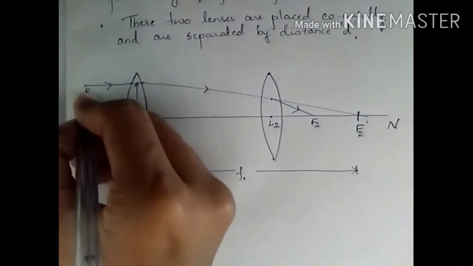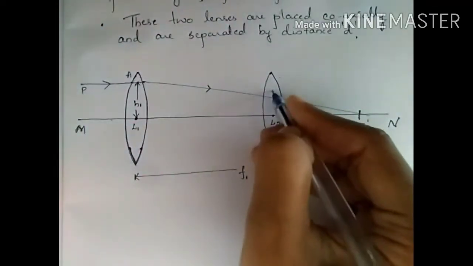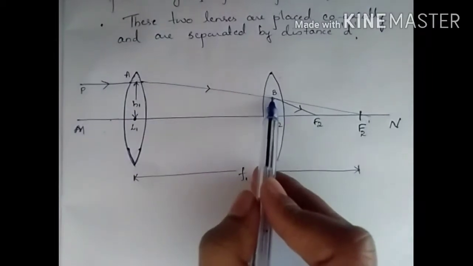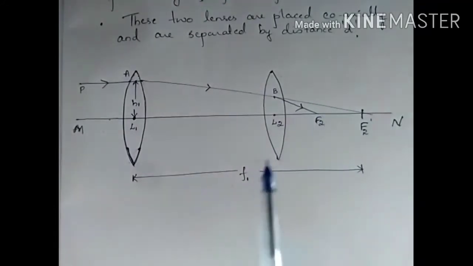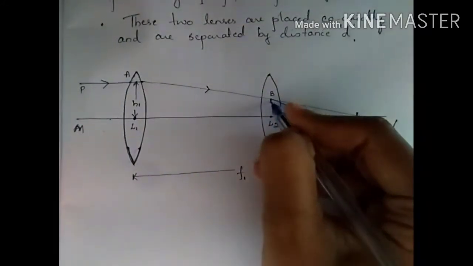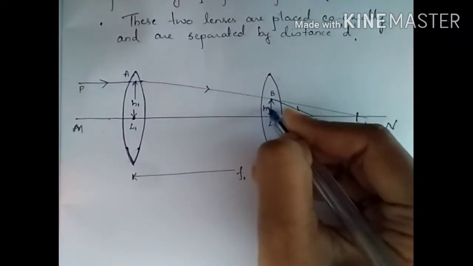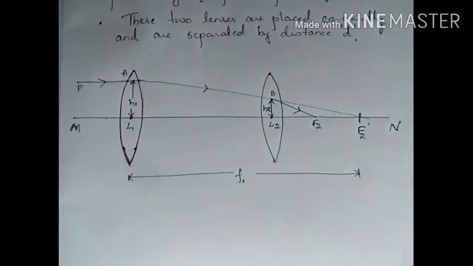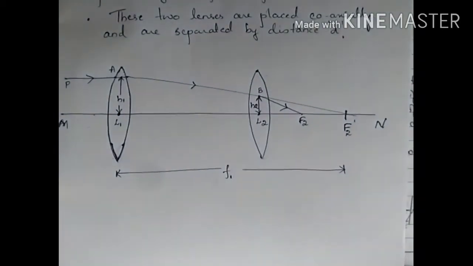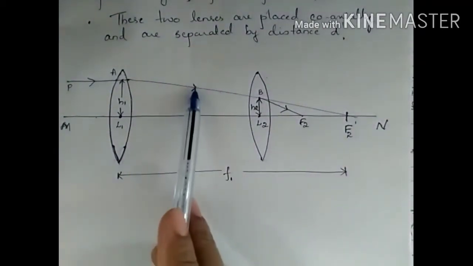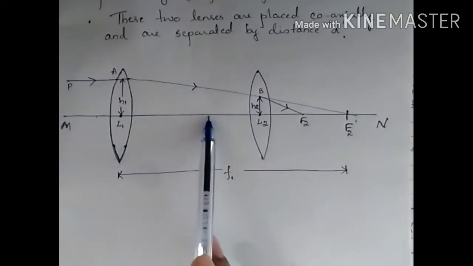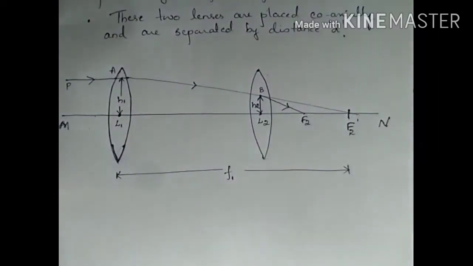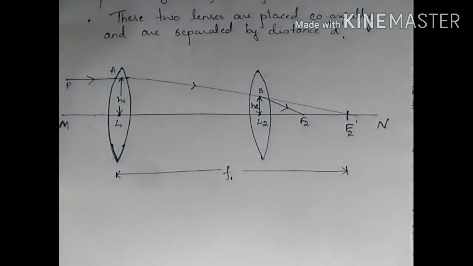Let me call this point P, this A, this B. AB is the incident ray for the second lens L2, and this ray gets refracted and falls at point F2. So this height here will be H2. F2 here is not a focal point for the second lens because this ray is not parallel to the principal axis. If this ray had been parallel to the principal axis, then this point would have been considered a focal point for the second lens.